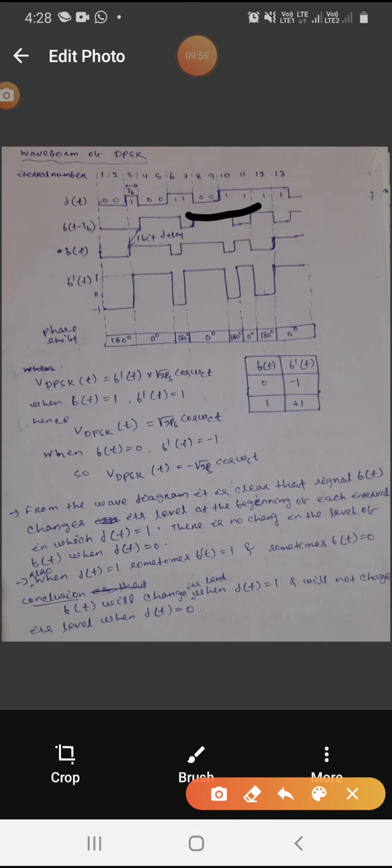That means when the value of dt is 0, the binary is 0, then Bt is not changing its level. But when dt changes the binary number from 0 to 1, then Bt is changing its level there.